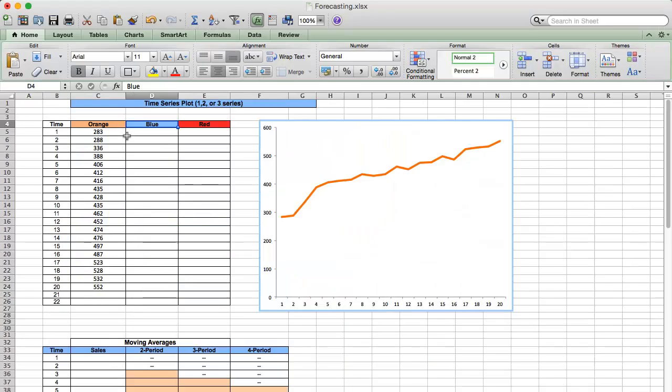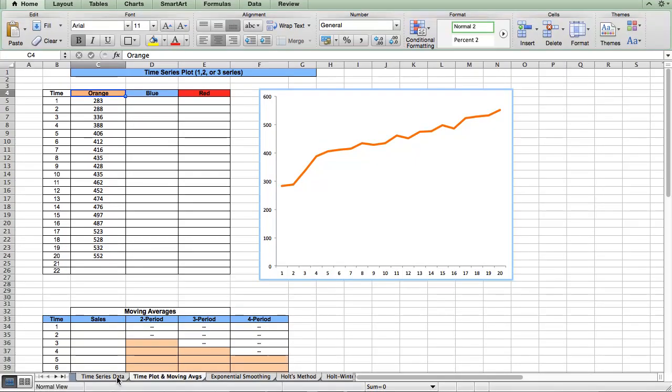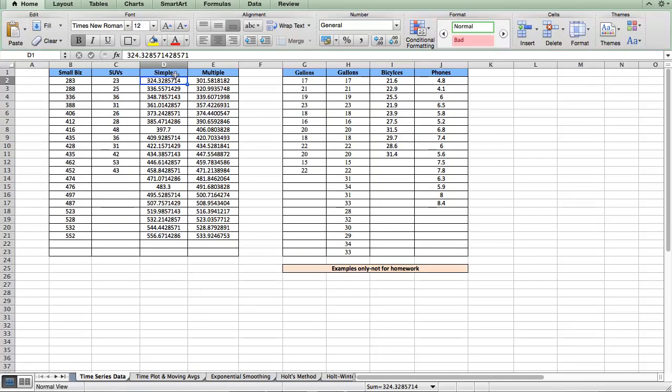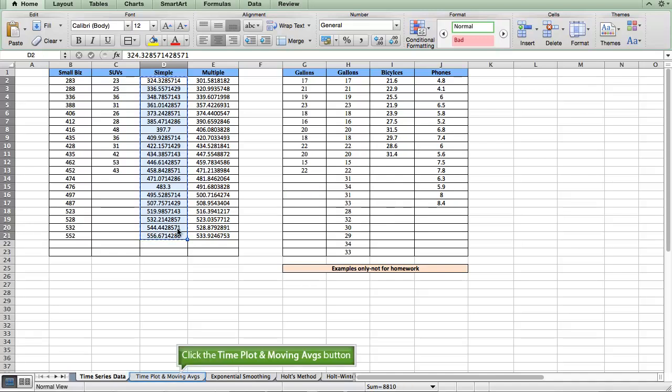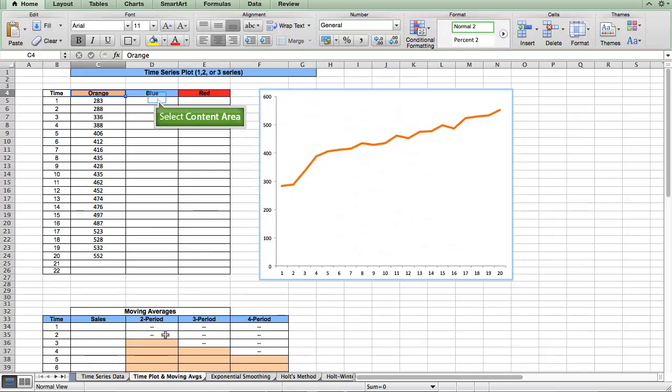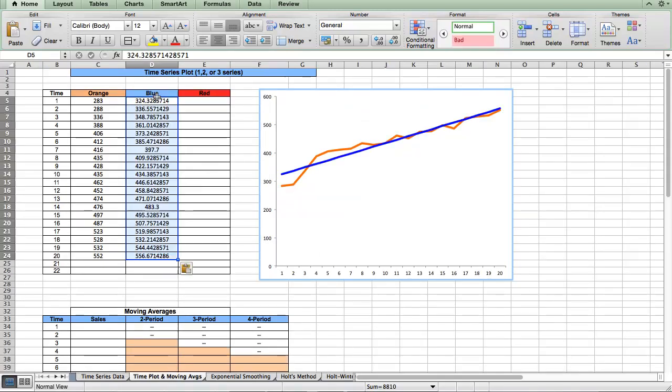So here we are back at our time plot, and we can see that the orange series is just our original time series data for this small business. Now let's add a blue series that contains the forecasts made by our simple linear regression equation. So we can very simply copy and paste in order to compare. And of course, this is going to be a straight line because this was just simple linear regression.